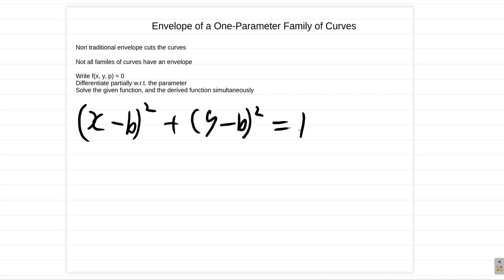Now, I had worked it out already, but if you make an attempt at it, you should get 2 lines for the envelopes. y is equal to x plus square root of 2, and y is equal to x minus square root of 2. Alright? So go ahead and try. Pause the video, write down everything, then you can stop the video, work it out, and see what you get.